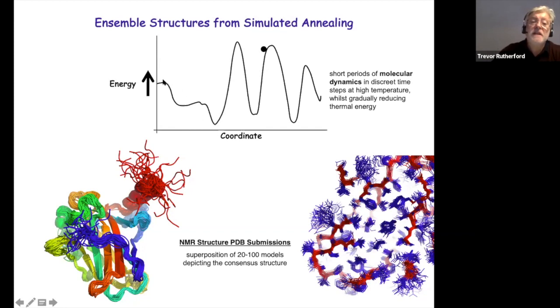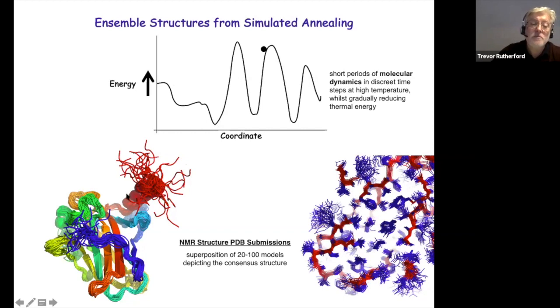Well, the best way of doing that is that you run multiple simulations and you start 100 different starting points along this coordinate. And if they all converge to the same point and they are consistent with the experimental data, then you have a greater confidence that this represents the true solution structure.